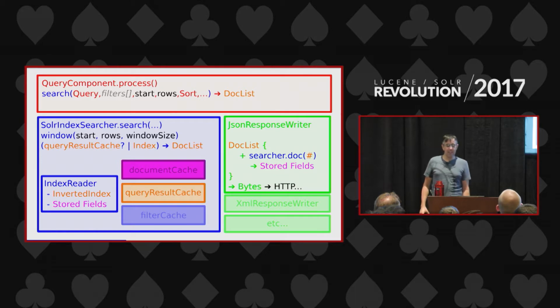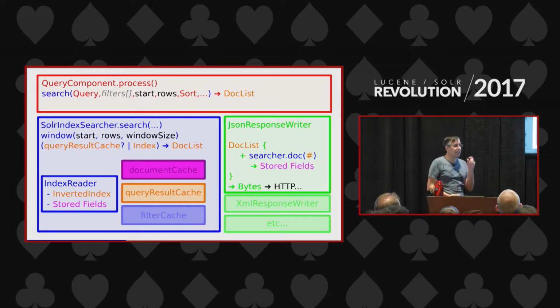And the process method says, Solr index searcher, here's all the parameters, go do a search. And the Solr index searcher says, will do, I will execute that search. Ultimately, what the query component wants back is something called a doc list, at which point I will pause for dramatic effect.